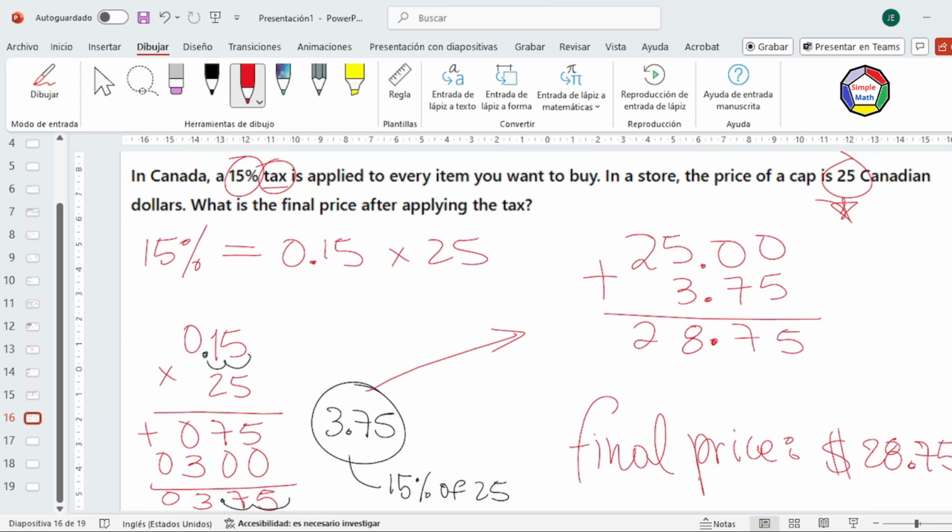I think this is the last exercise about percentages. In the future, I will continue recording more videos about this.